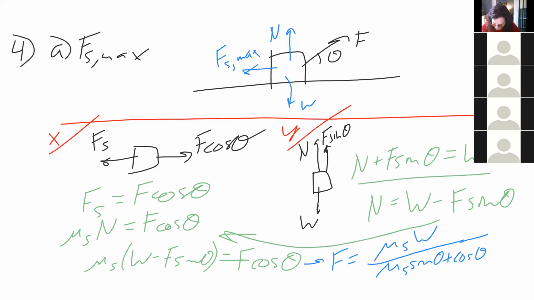Let me just talk through the algebra. We want to isolate F, so we have to distribute our coefficient of static friction inside of our parentheses. When you do that, you have this mu sub s times F sine theta, which you'd want to move over to the right-hand side. So then you have F cosine theta and F mu sub s sine theta. That's what ends up becoming your denominator here. What's left over on the left-hand side is mu sub s times the weight, and that's what becomes your numerator. I hope that helps, Michael. Okay, mu sub s sine theta plus cosine theta.